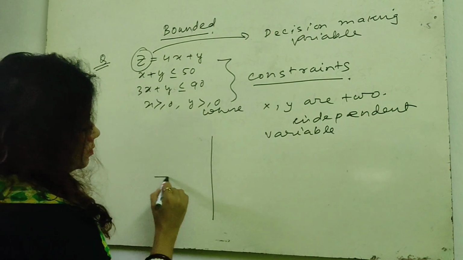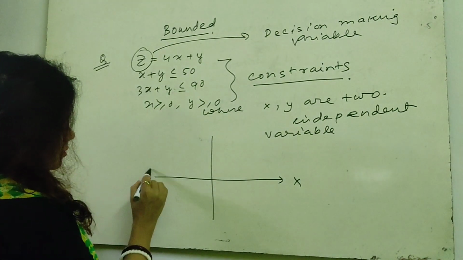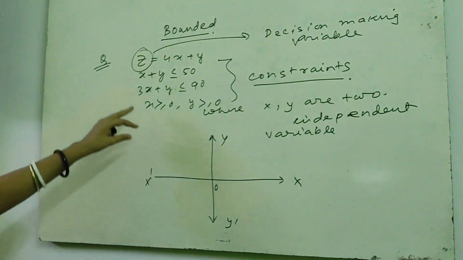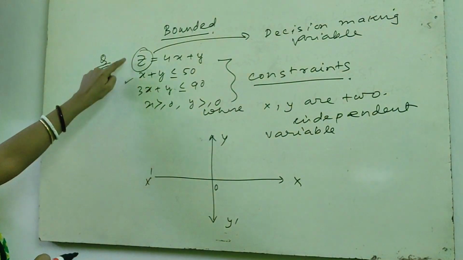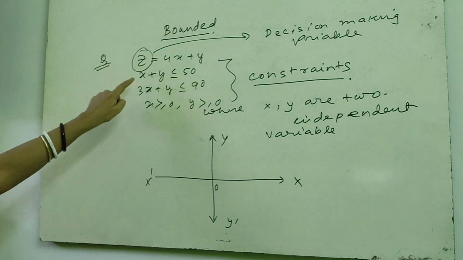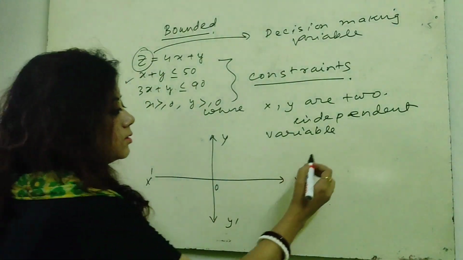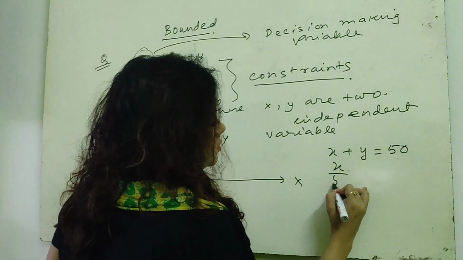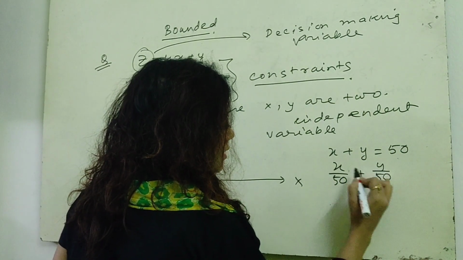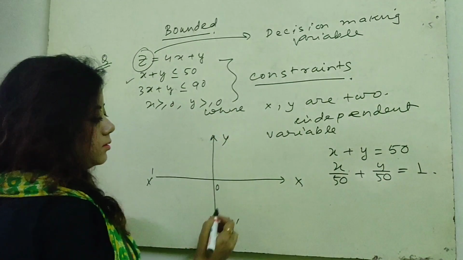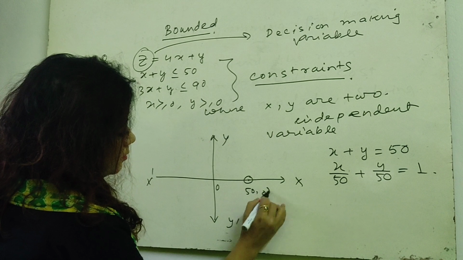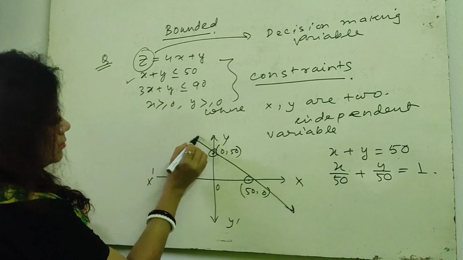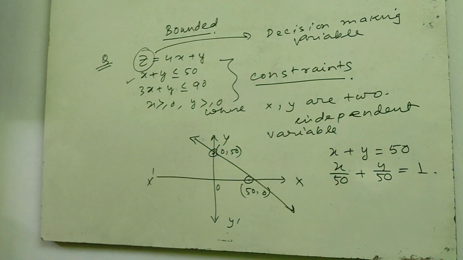I am doing it on the whiteboard. These are the two axes. You don't need to draw this; this is the decision making variable. Okay, first let's draw x plus y less than or equal to 50. How will you do this? The equation is x by 50 plus y by 50 equal to 1. So let's plot 50, 0 and 0, 50. This is the graph. This is the equation.